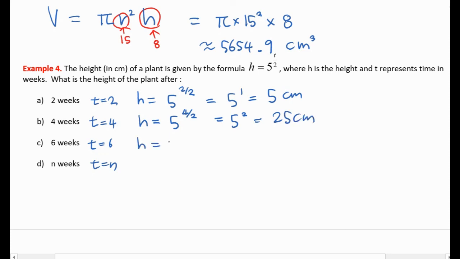And t is 6. That will be 6 over 2. What's 6 over 2? That is 3. So 5 cubed is 125 centimeters. N weeks, then 5 to the power of n over 2. So that is 5 to the power of n over 2 centimeters.